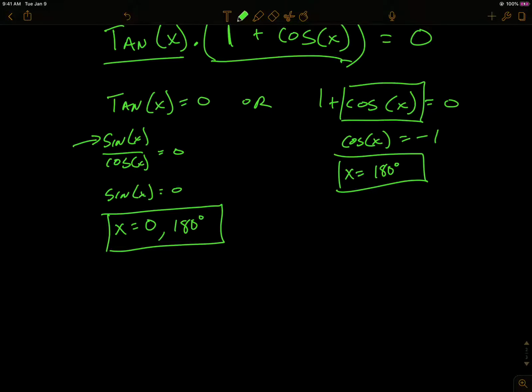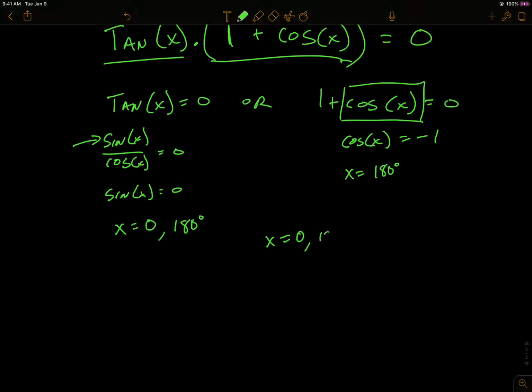Oh, and 180 was already a solution to the other side. So really, maybe I don't want to circle my answers until the end. I'll say, so the final answer is x equals 0 and 180 degrees. I don't have to list the 180 twice.